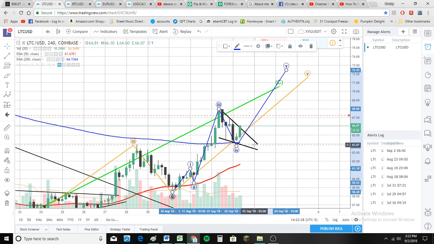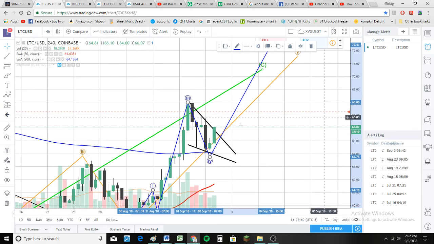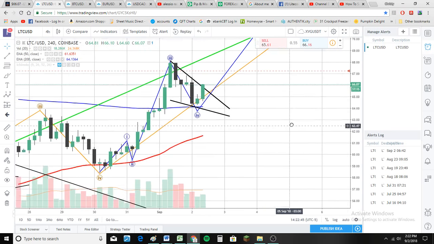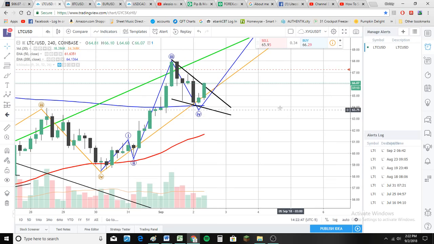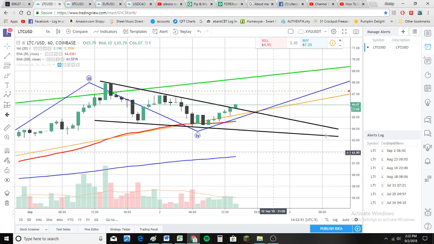Now what you're going to find is that triangles generally occur in wave 4s. If you see a triangle forming, you know it's a wave 4, and that's really helpful. So what I want to do now is just break apart that hodgepodge and show you why I think we're heading where we're heading, and you can see what you think. Okay, so let's zoom in here. Let's go to the 1 hour chart and take a peek.